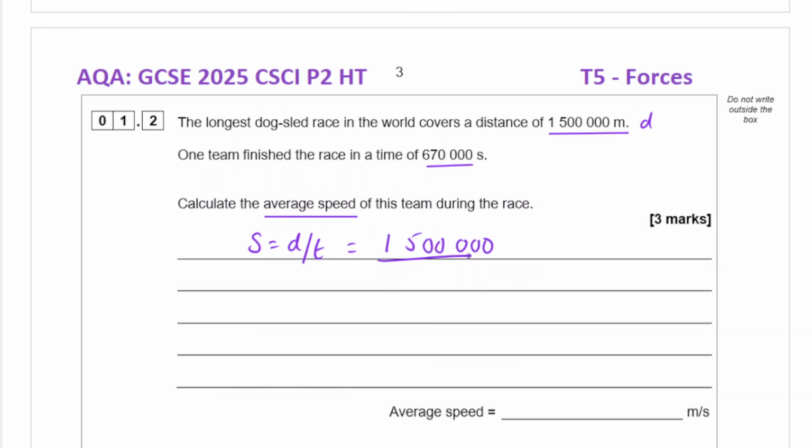1,500,000, divide that by 670,000. That would give you an answer of 2.2 meters per second. 2.2 meters per second. The answer.